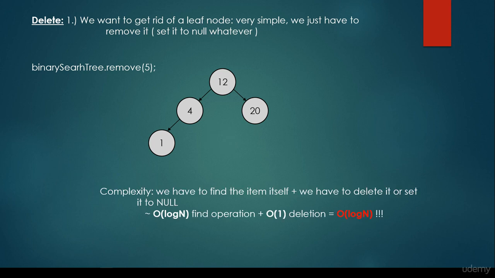Okay. So the complexity is we have to find the item itself, plus we have to delete it or set it to null. And the overall complexity will be logarithmic, because first we have to find the item, it takes logarithmic time complexity, and then we have to remove it. It is O(1), so constant time complexity, but the overall complexity will be logarithmic, O(log n).